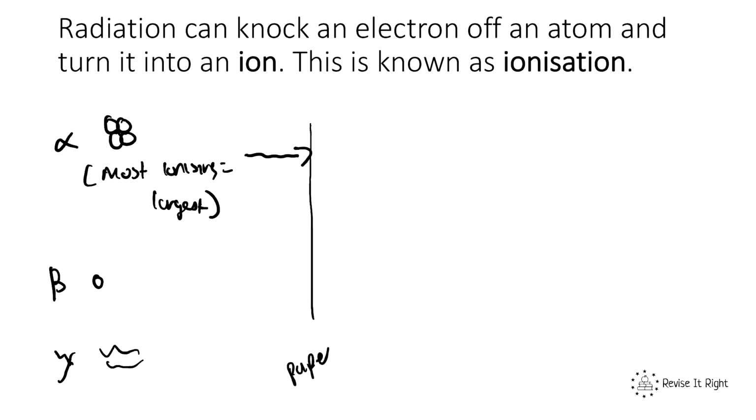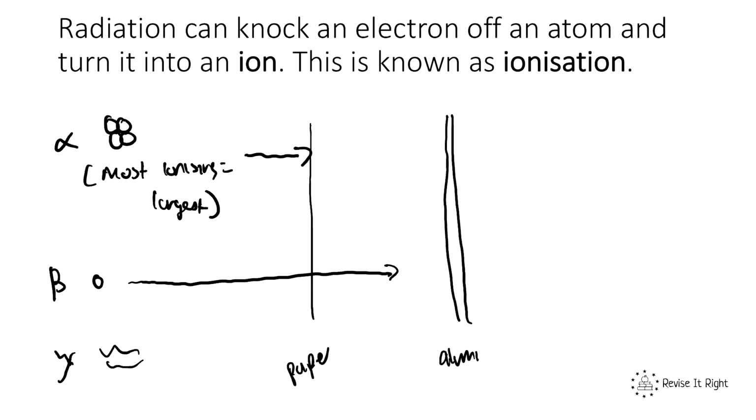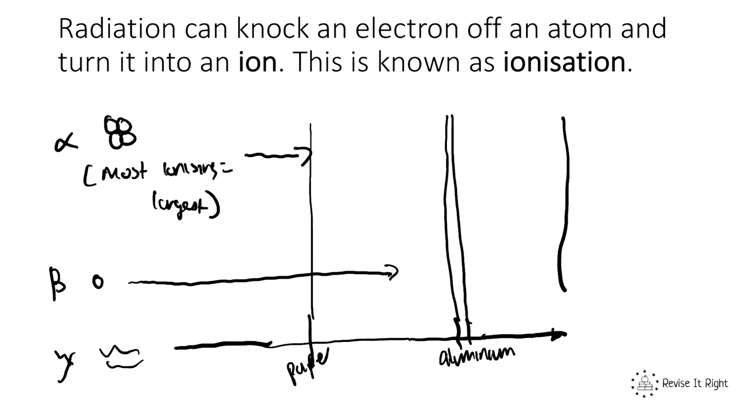Now, beta particles are slightly more penetrating, so they will be able to go through a thin piece of paper, but they will be stopped by a thin piece of aluminium. And finally, our gamma particles can go through the paper, they can go through the aluminium, and are stopped by a thick piece of lead. So, just to very quickly summarise, alpha particles the most ionizing but the least penetrating, and gamma particles the least ionizing but the most penetrating.